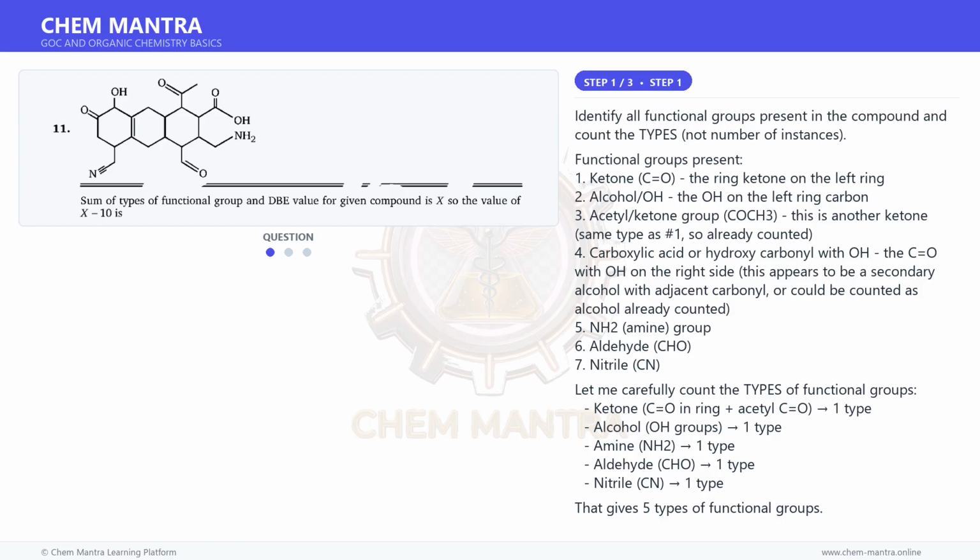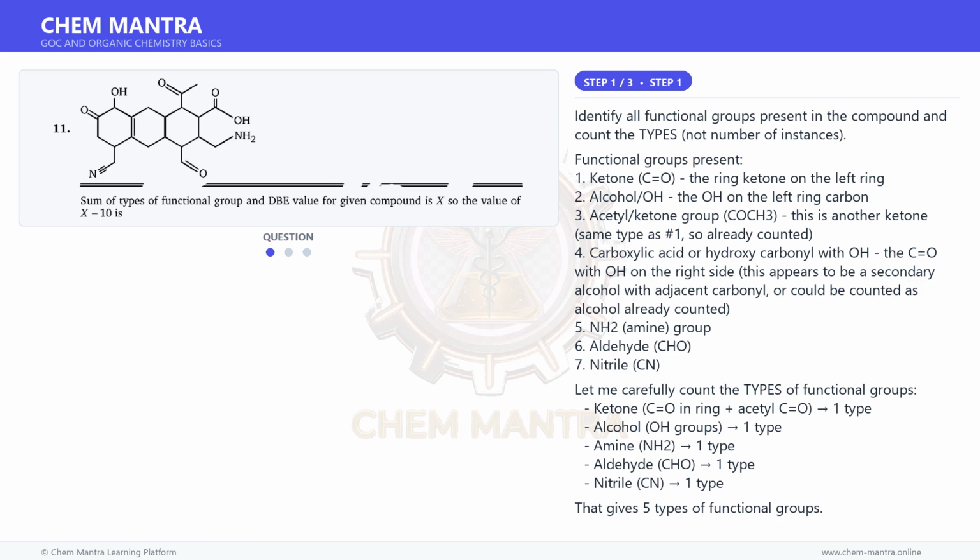4. Carboxylic acid or hydroxycarbonyl with OH, the C=O with OH on the right side. This appears to be a secondary alcohol with adjacent carbonyl, or could be counted as alcohol, already counted. 5. NH2 amine group. 6. Aldehyde, CHO. 7. Nitrile, CN.